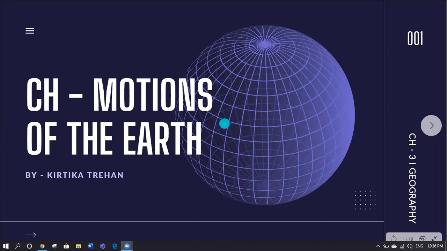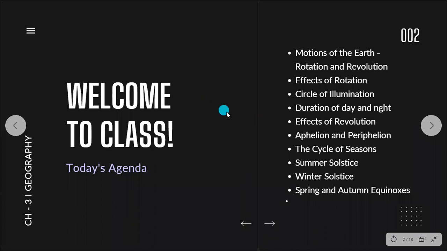And we will start with geography for social science. So we'll start with the third chapter, motions of the earth, right? What this chapter covers, students, is rotation and revolution. There are two basic motions of the earth, rotation and revolution. We will be studying what is rotation, the effects of rotation, circle of illumination, duration of day and night. Then we'll get to revolution and talk about effects of revolution, aphelion and perihelion, cycle of seasons and summer solstice, winter solstice and equinoxes.